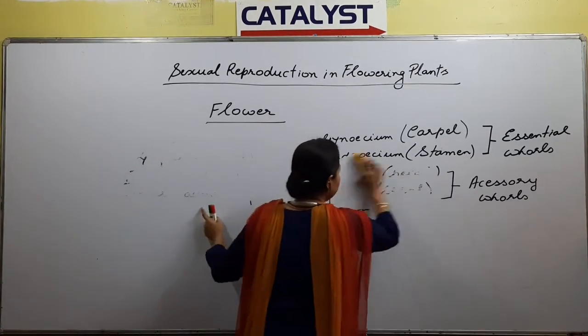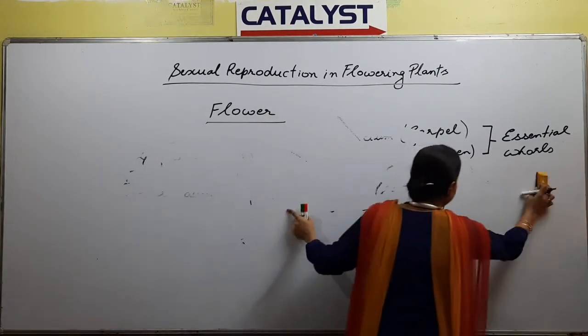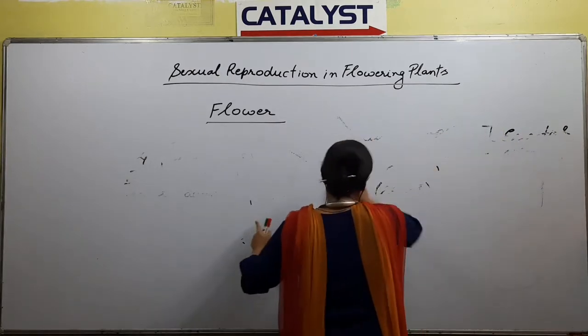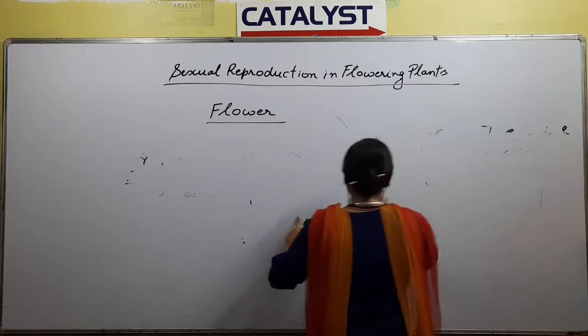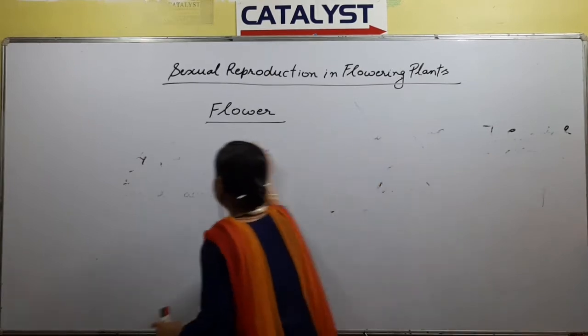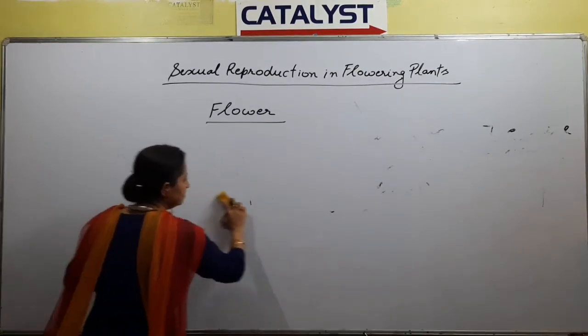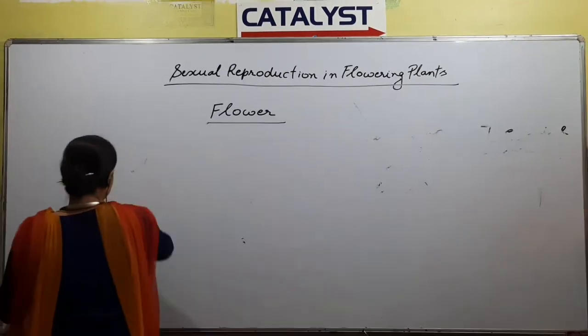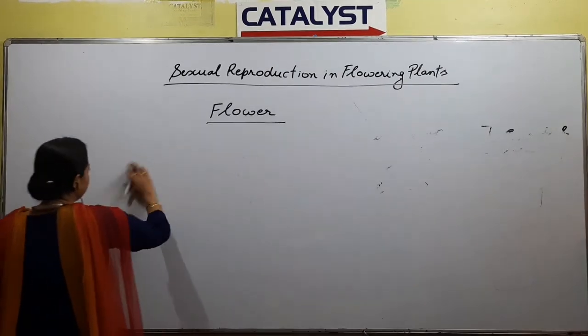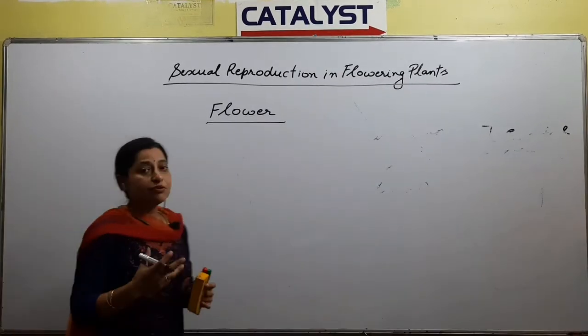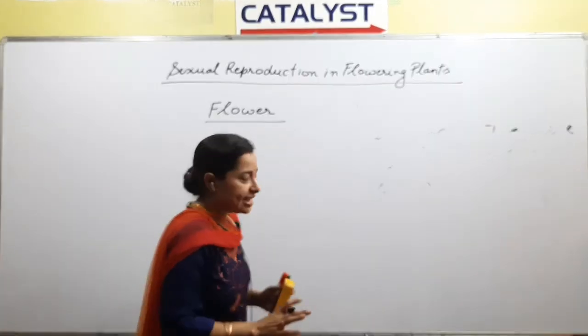Next, we will be talking about the first part, the male reproductive part of a flower, that is androecium, right? So androecium and gynoecium, we are not going to talk about the morphology but we are going to see the process of how the egg and the pollen grains are formed.